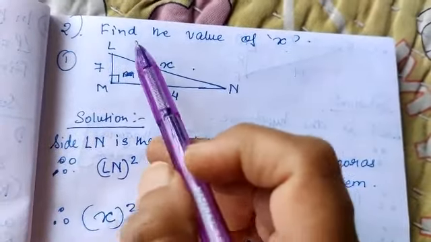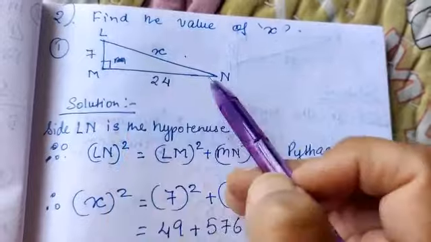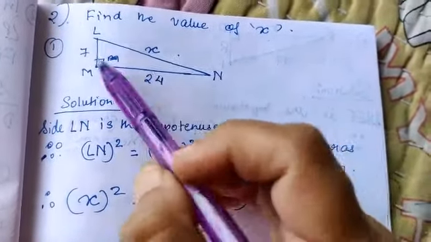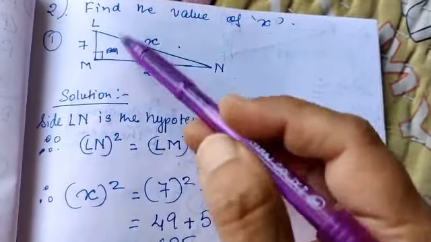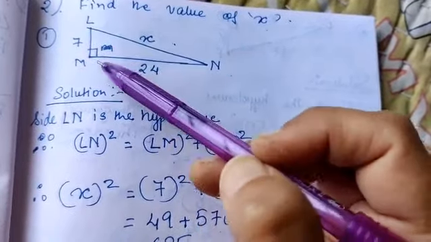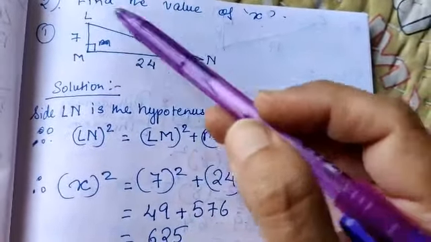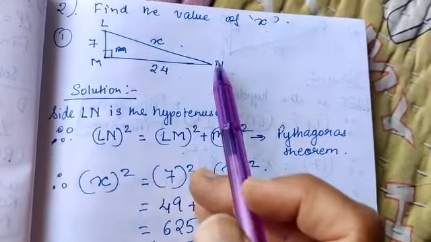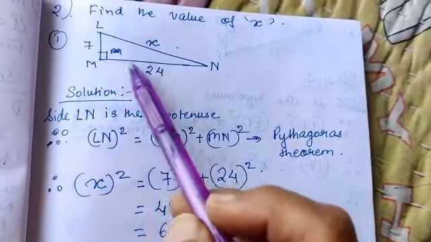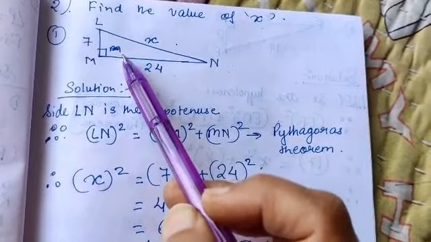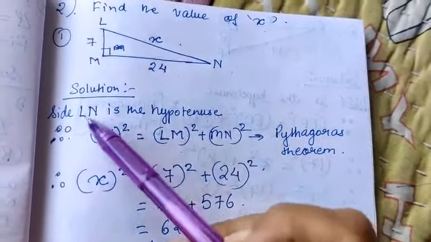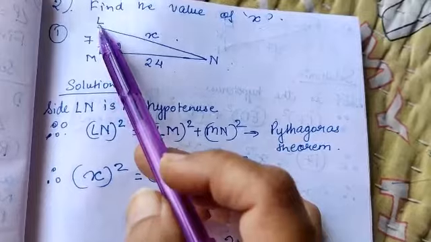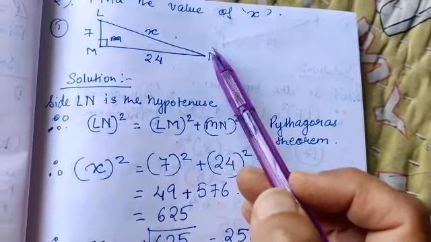Our first question says find the value of x. It's given a right angle triangle LMN and they have told us that LM is 7 and MN is 24. We need to find out LN. Now here we can see that since it's a right angle triangle, the side opposite to the 90-degree angle is the hypotenuse. So we can just state that side LN is the hypotenuse.